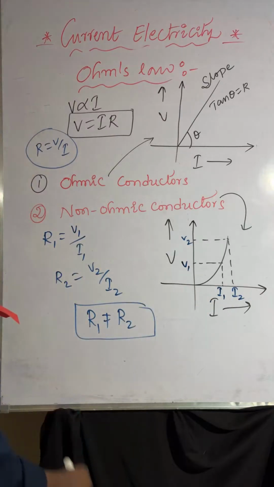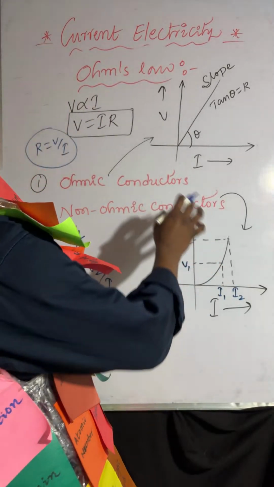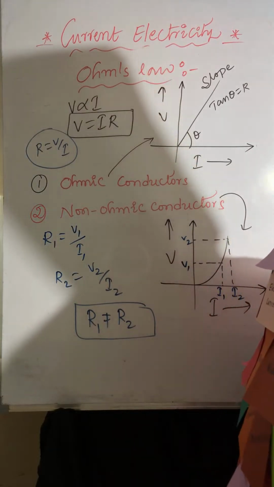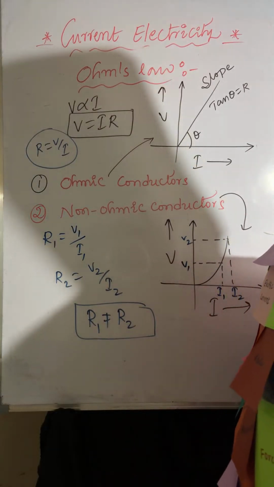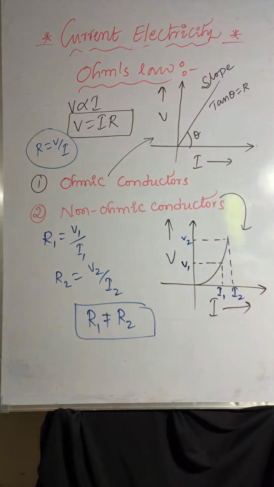So for a non-ohmic conductor, the graph is curved. For an ohmic conductor, the graph is a straight line starting from the origin. I hope it is very clear. Understood or not? Is it clear? So this is about Ohm's law.